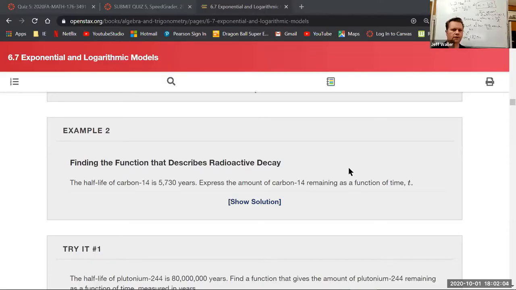So this whole idea of carbon-14 dating, have you guys heard of that? Carbon-14 dating by itself is not good enough for a lot of things. There's a lot of other things, but we're going to oversimplify just to talk about the basic idea. So now we're talking about half-life. The half-life of carbon-14 is 5,730 years. Express the amount of carbon-14 remaining as a function of time. Well, let's do a little bit of study on half-life.